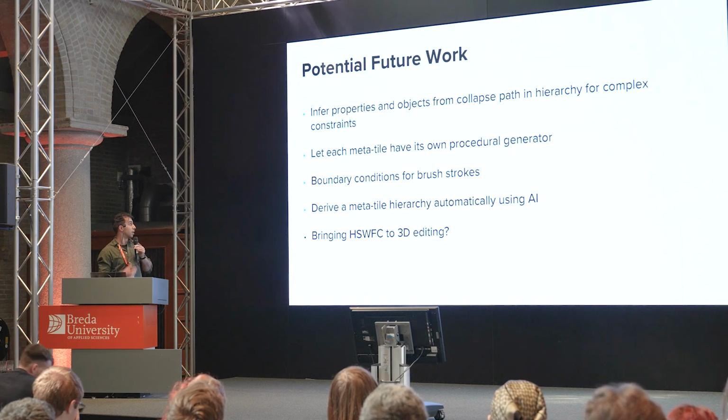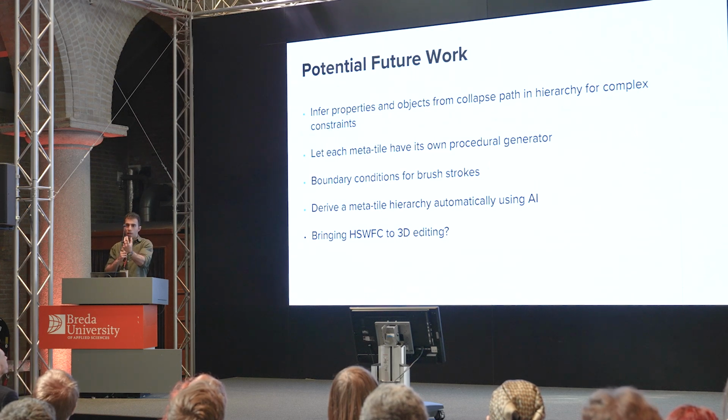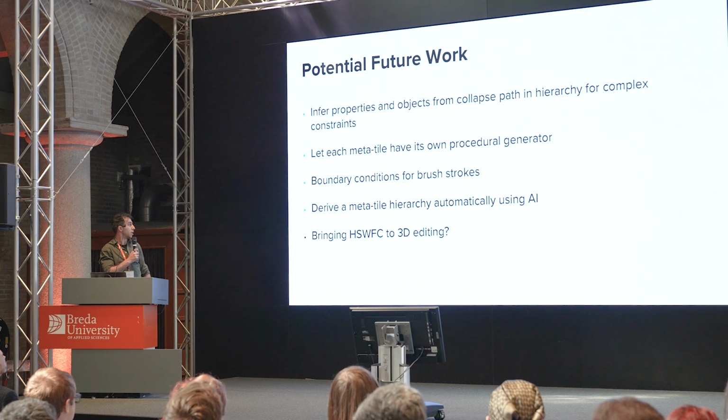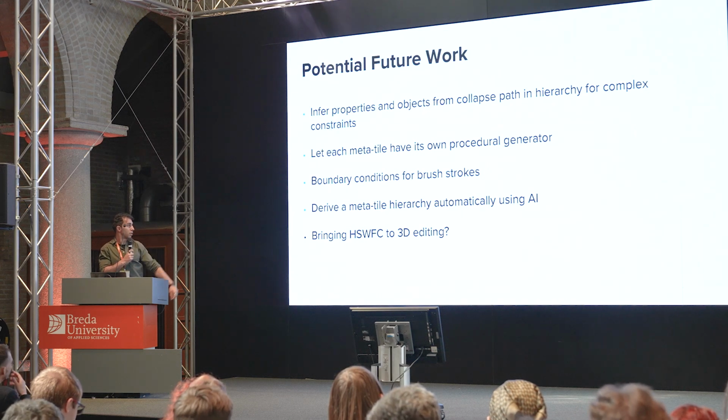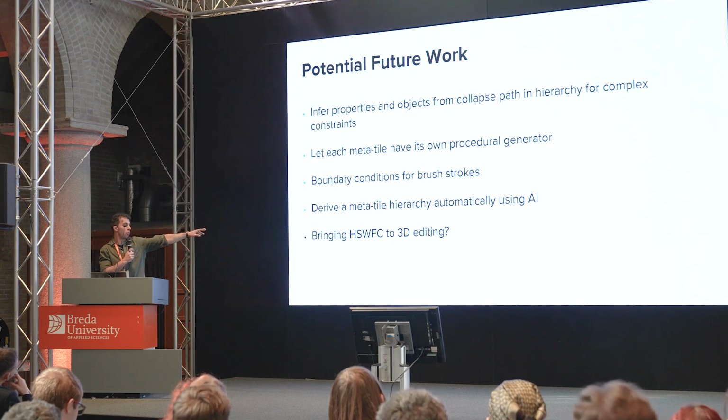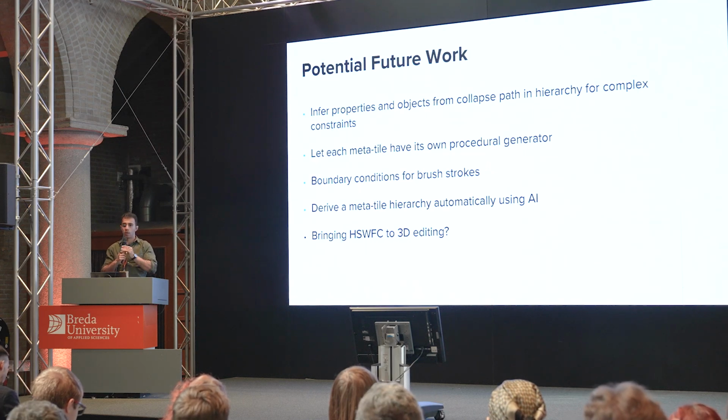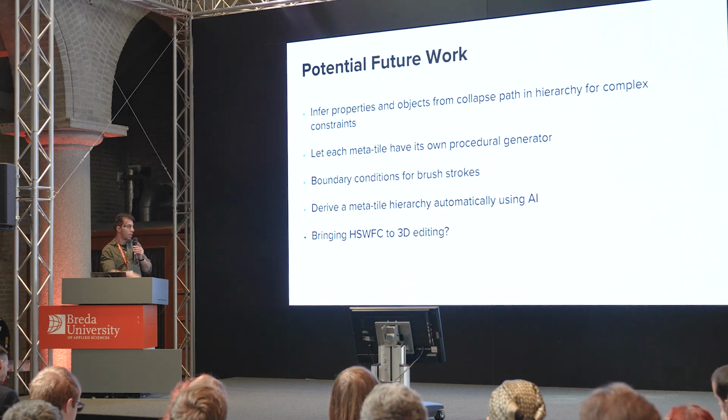For instance, boundary conditions for the brush strokes would also be nice, so you can have a house contained within the brush stroke. By the way, these meta hierarchies you can just completely build yourself. That was basically the third demo, but it would also be really cool to derive them using AI just from an image, so you get a completely ready-to-use tile set. And of course, we could bring this to 3D.